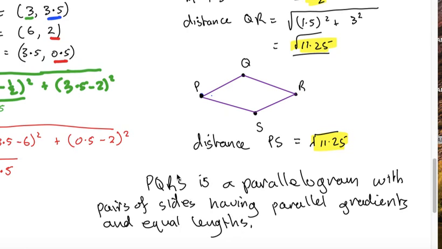So here's my final conclusion. PQRS is a parallelogram. It has pairs of sides that are parallel and of equal lengths. Here's my conclusion, done for achieved level.